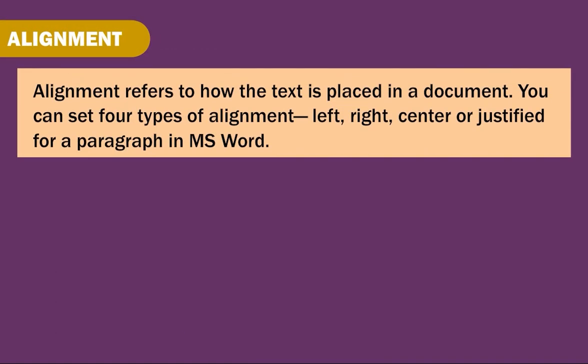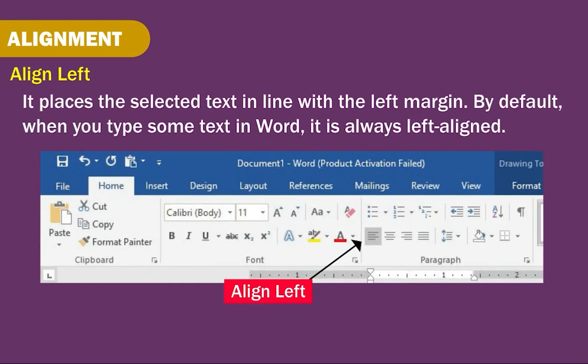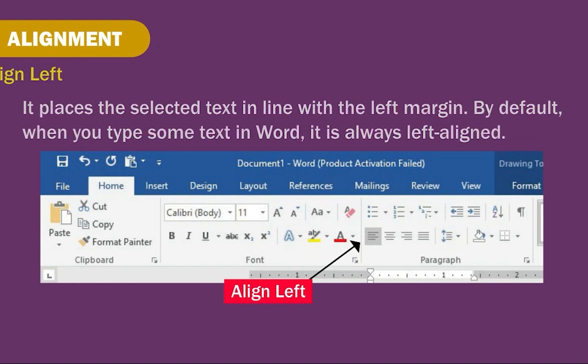Alignment. Alignment refers to how the text is placed in a document. You can set 4 types of alignment: left, right, center, or justified for a paragraph in MS Word. Align left. It places the selected text in line with the left margin. By default, when you type some text in Word, it is always left aligned.